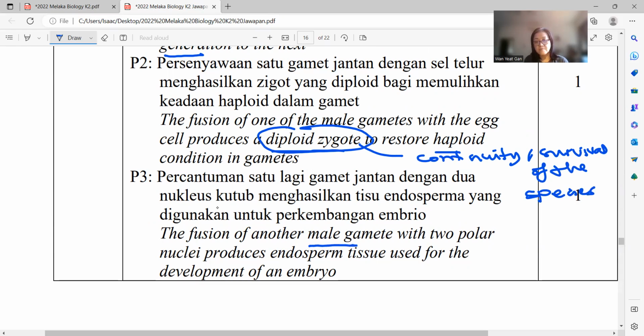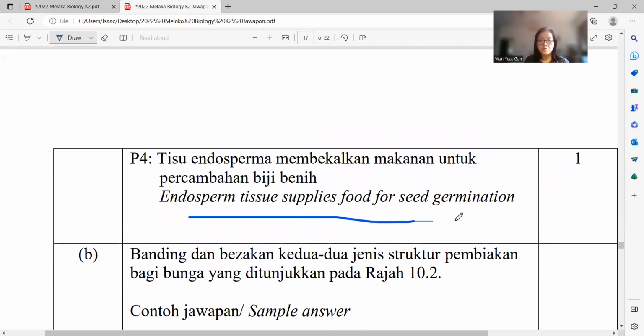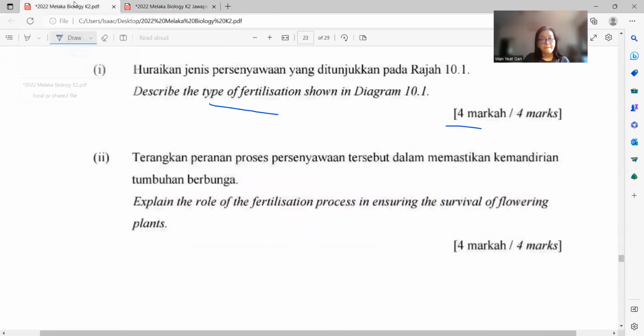Okay, then the fusion of the male gamete with the two polar nuclei will produce an endosperm. The triploid nucleus will grow to become endosperm, which provides food for the growing embryo. Okay, so the endosperm tissue supplies food for the seed germination.